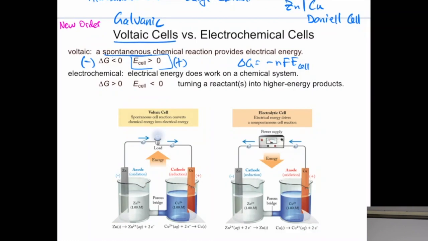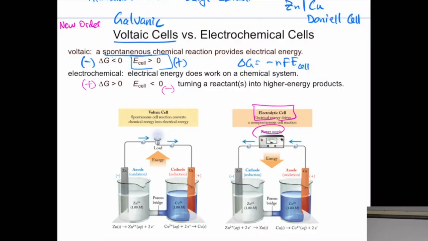So we need to apply some kind of power supply here, and that's what we have here. So for an electrolytic cell, for example, we need to supply that energy. We have a power supply, and it basically runs it in reverse. And of course, if we're running something in reverse, that means the reaction has a positive delta G and a negative value for the voltage potential of the cell. So I just wanted to highlight that for you. When you see these, you can think of them as being interchangeable.